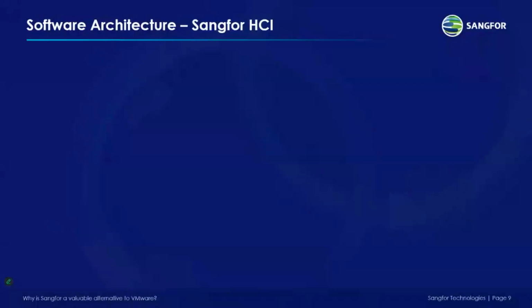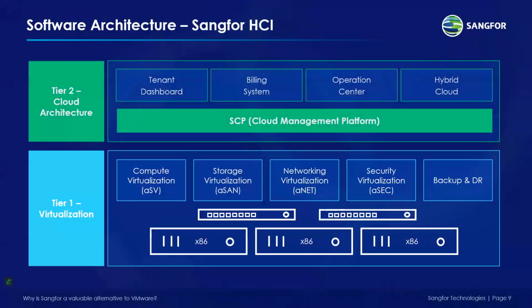So that was the overall introduction to the Sangfor HCI. So let's talk a little bit about the software architecture. We split this software architecture between two tiers. The tier one virtualization being the components in tier one. The first component that you see there is ASV, right? So ASV is the hypervisor platform.